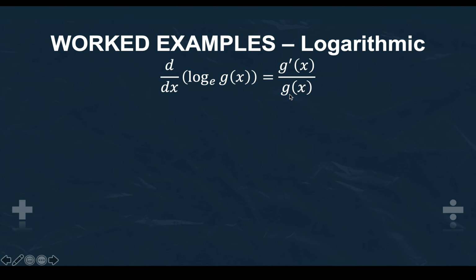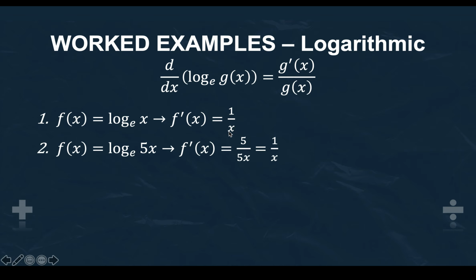This is some worked examples. So here is that same equation written here. Let's look at this example. This is a pretty straightforward one. By definition, we know that if we have f of x equals log e x, the derivative is just 1 on x. Okay. Let's look at f of x equals log e 5x.